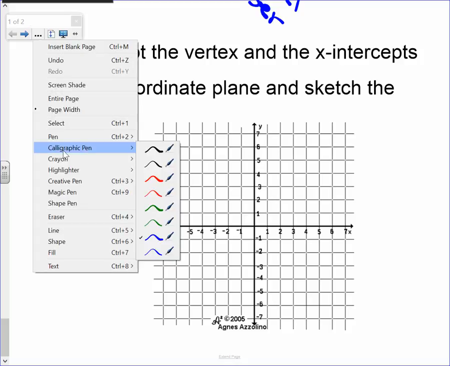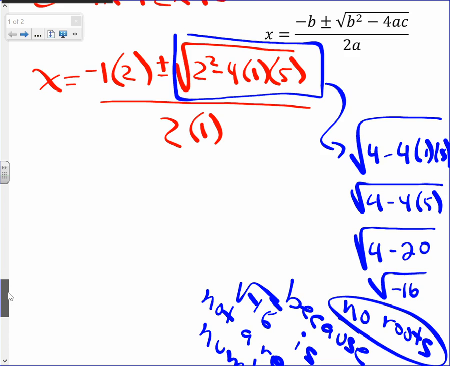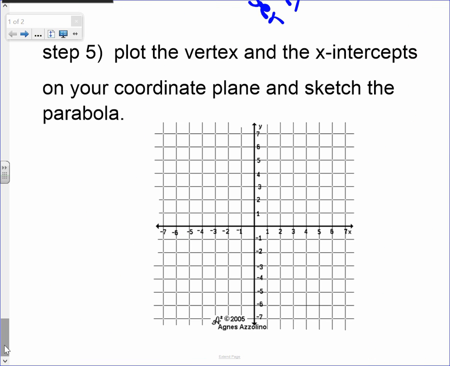Anybody? Example 1 from Monday, that's the equation we're dealing with. This equation from example 1, can someone please tell me the vertex that we found? Negative 1, 4. Do that with me. Watch this. Negative 1, positive 4. So plot negative 1, positive 4 with me.